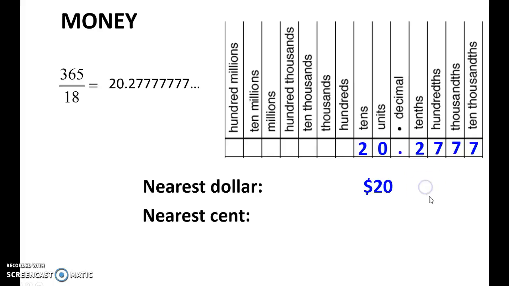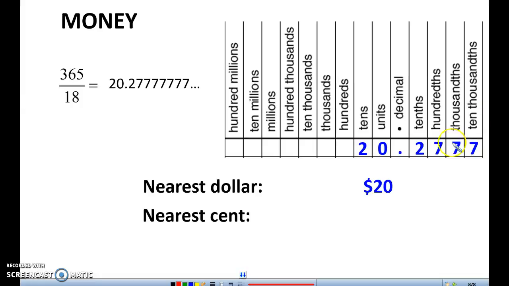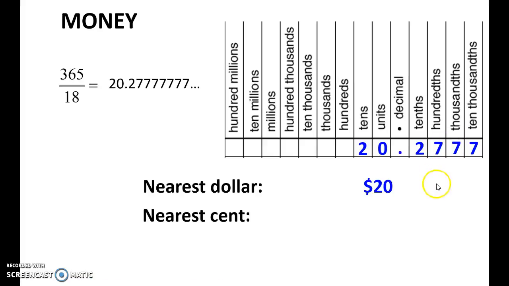Or the other thing they're going to ask you to do is to round to the nearest cent. Now the nearest cent is in the hundredths place. So you're going to look to the thousandths place to decide, does it stay a 7 or does it round up to an 8? Well, in this case, it'd be $20.28. So to the nearest cent is always in the hundredths place.